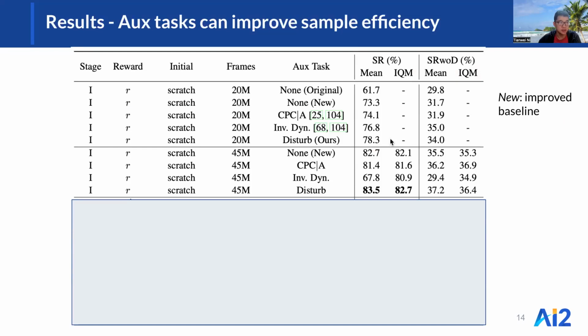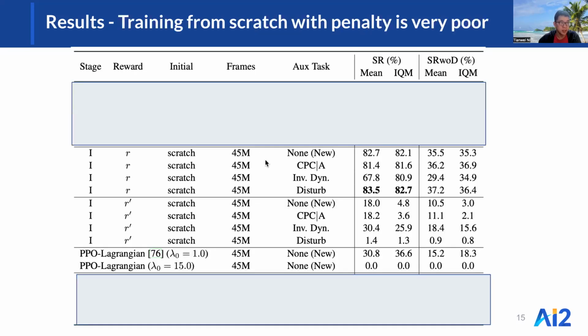The first result shows that auxiliary tasks can improve sample efficiency. In the first block, we first improve our baseline without auxiliary tasks, which is named as new compared to the original. And you can see the auxiliary tasks, either CPCA, inverse dynamics, or disturbance prediction, all have a higher success rate in the 20-minute regime.